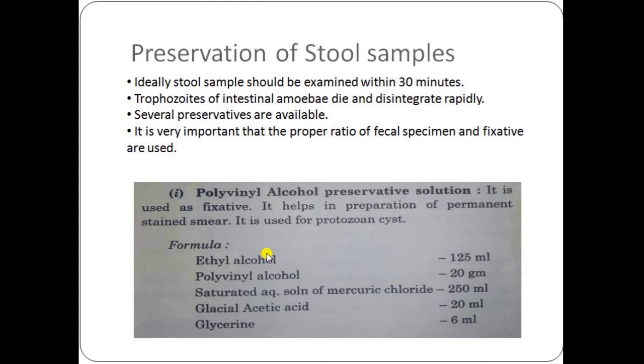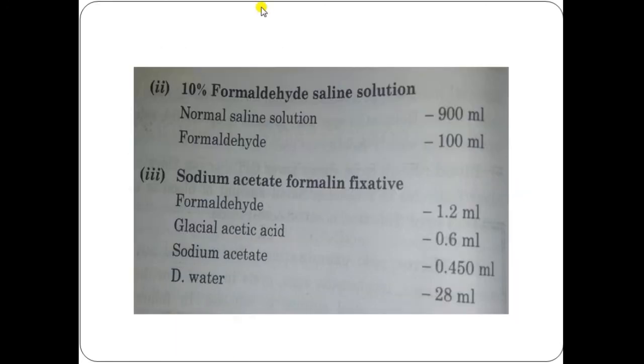First one is polyvinyl alcohol preservative solution. It is used as fixative. It helps in preparation of permanent stain smear. It is used for the protozoan cyst. The formula is given here: ethyl alcohol 125 ml, vinyl alcohol 20 gram, a saturated aqueous solution of mercuric chloride 250 ml, glacial acetic acid 20 ml, and glycerin 6 ml. So this is the formula for the first fixative.